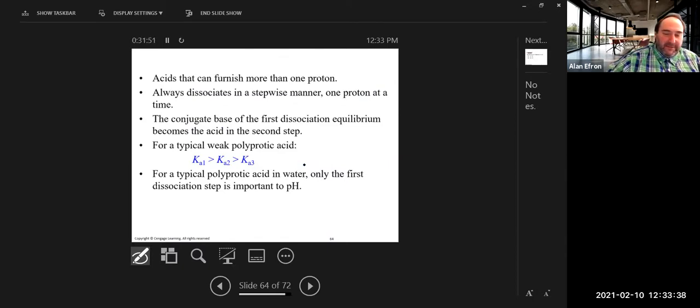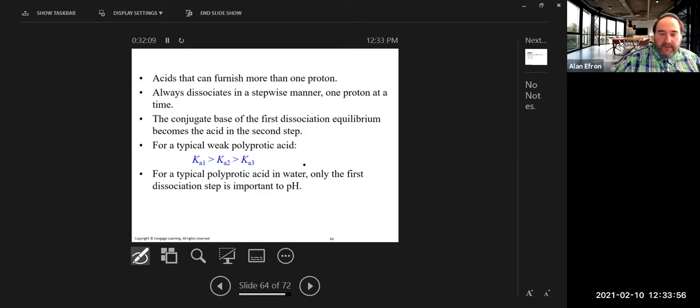So this is some of the stuff that we sort of talked about. Again, there are acids that obviously could give away more than one proton, which is an H+. They do it one at a time in a stepwise fashion. Again, much easier to remove the first one than the second or third.